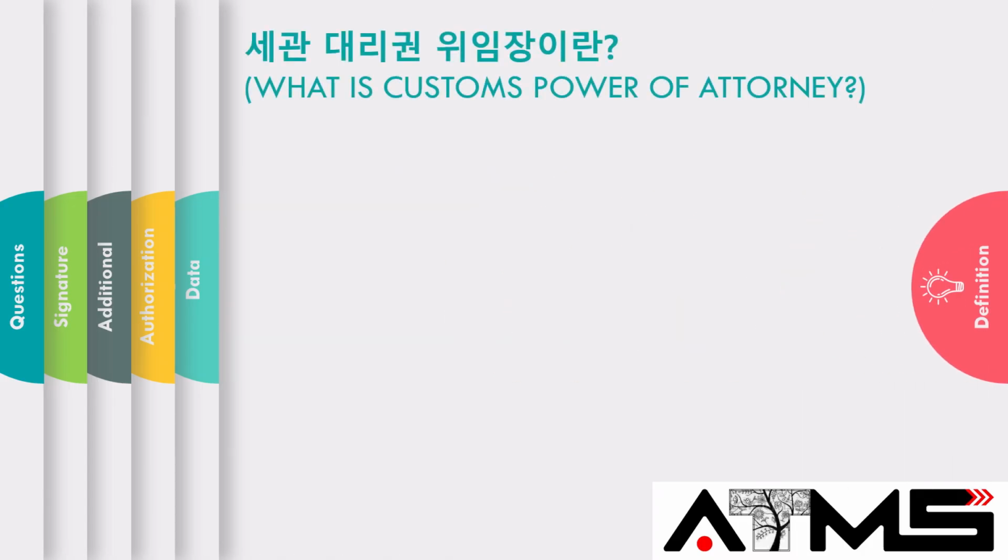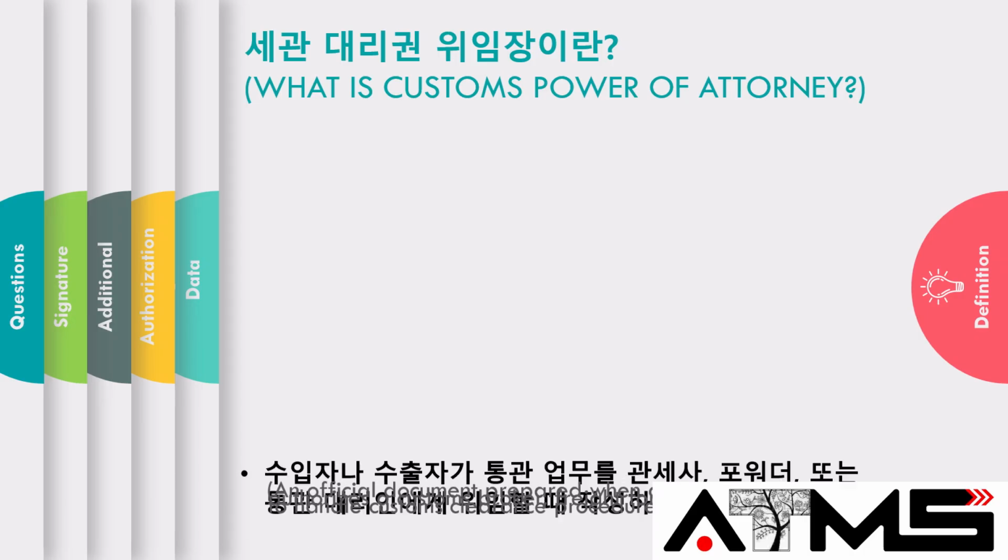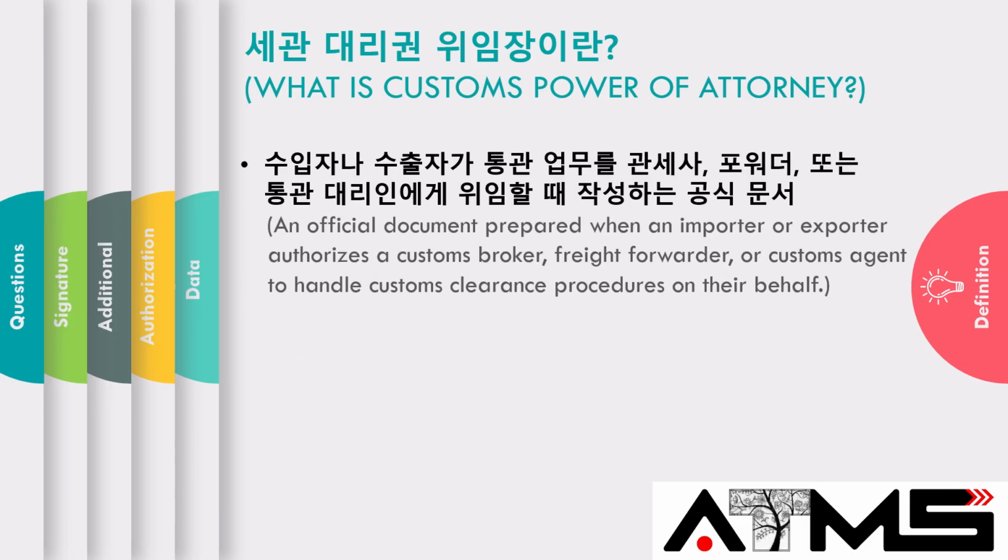So what is a customs power of attorney in the US? A customs power of attorney is a formal document prepared when an importer or exporter authorizes a customs broker, freight forwarder, or customs agent to act on their behalf for customs clearance. It is illegal for anyone to handle customs procedure on behalf of an importer or exporter without this POA. Most customs brokers already have their own POA template, so please feel free to contact them and they will guide you through the whole process.